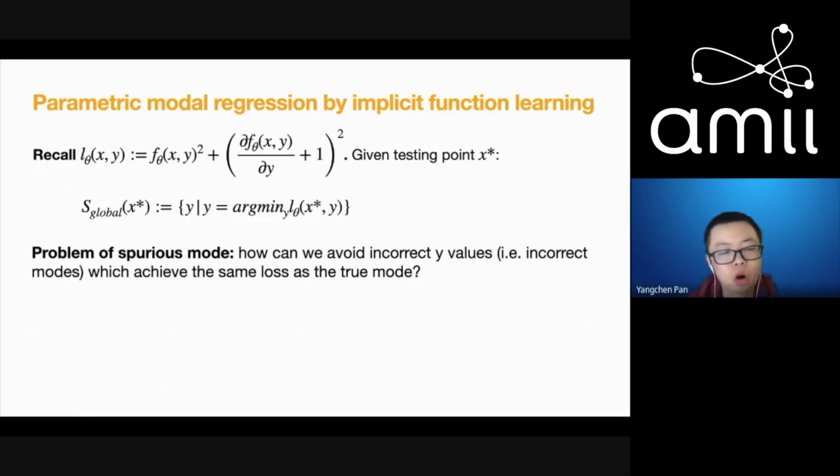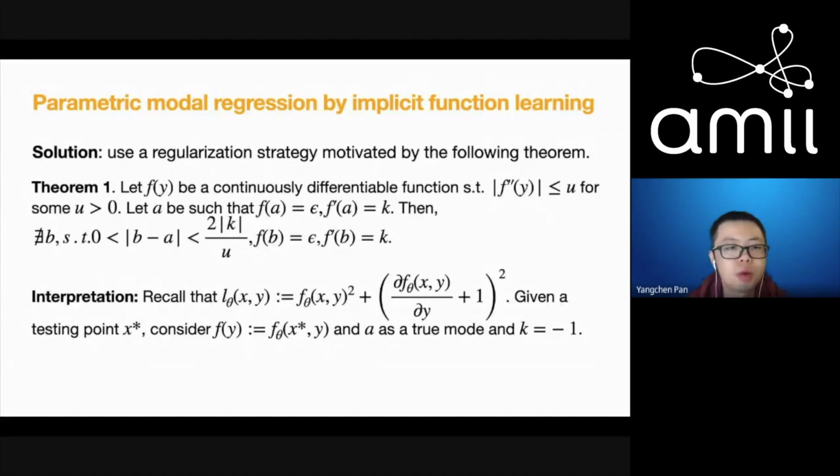There is a remaining problem with our method. How can we avoid incorrect y values, those incorrect modes which achieve the same loss as a true mode? We propose to use a regularization strategy motivated by theorem 1 here. Theorem 1 states that if a function f has a bounded second-order derivative magnitude, and point A has a function value epsilon and a slope k, then there does not exist another point within a certain distance of A such that the point B has the same function value as A and the same slope.